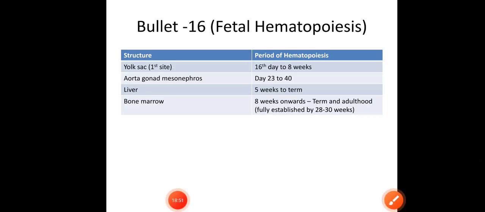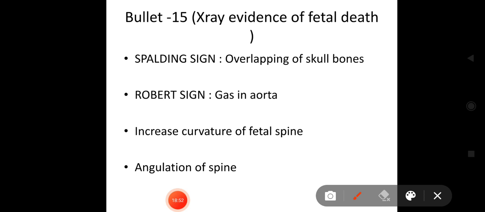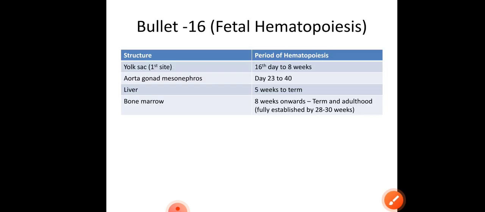Here is how the question will be framed, as you know well: which of the following is not an X-ray sign of fetal death? Options are Spalding sign, Roberts sign, increased curvature of fetal spine, and some other option. So this way an MCQ can be framed.